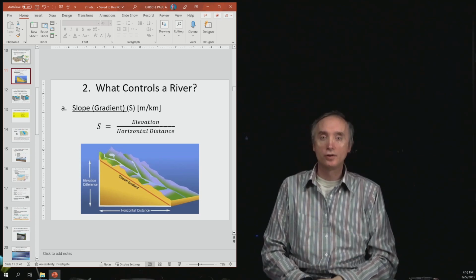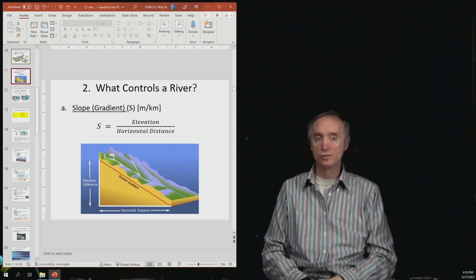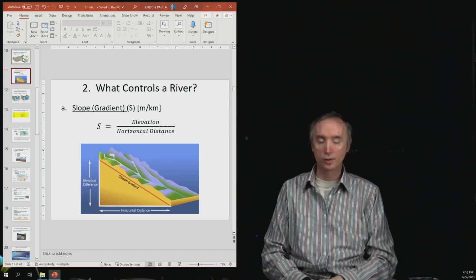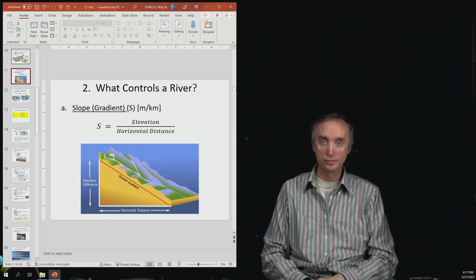Okay, so now we want to know what controls what a river is going to do. We're going to find out that a river can erode, it can transport, and it can deposit materials. Whether it is going to be eroding, transporting, or depositing is going to be dependent on some master variables. And here's our first one, which is going to be the slope of the ground.